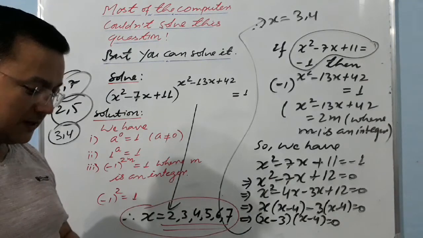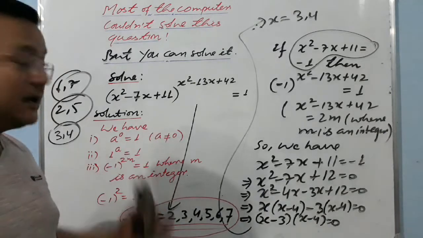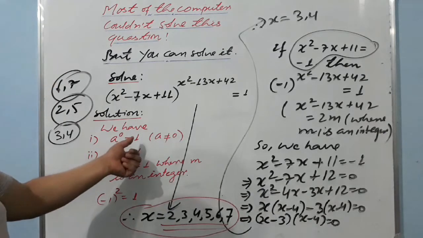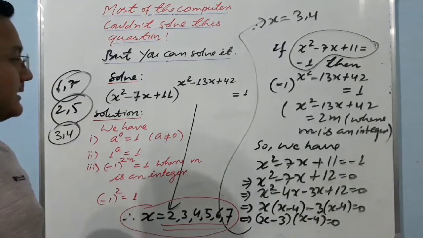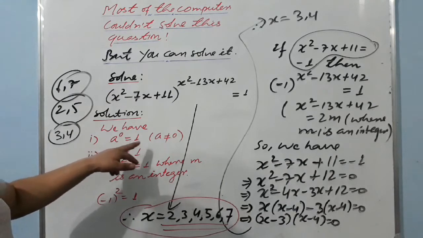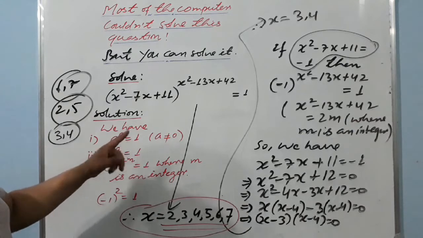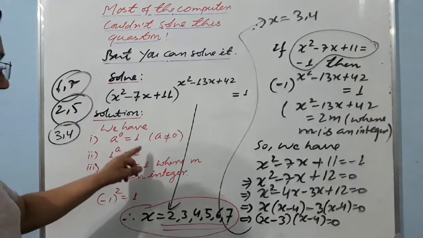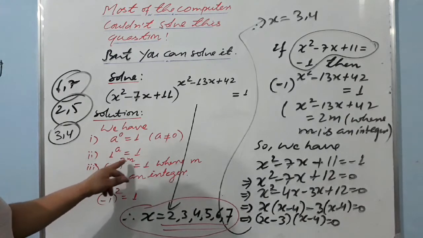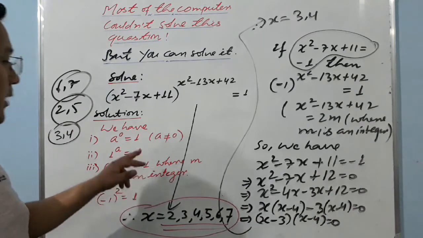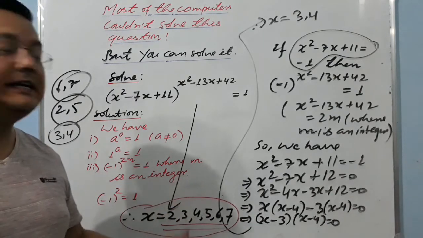So you can do it very easily. It's very easy, you just have to use this condition. Let me recap once again. You know these conditions: a raised to power 0 is equal to 1, 1 raised to any power is also 1, and minus 1 raised to power 2m is also 1, where m is an integer.